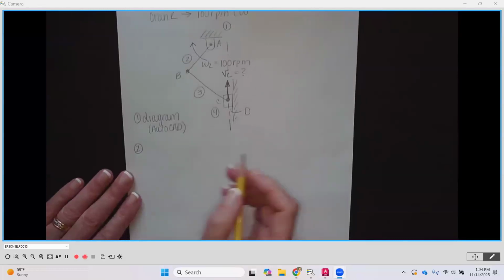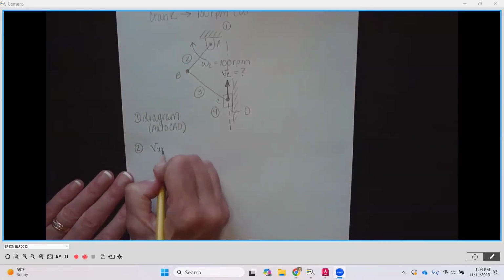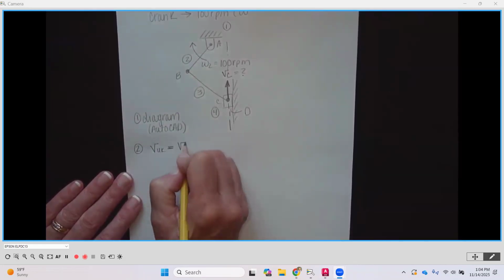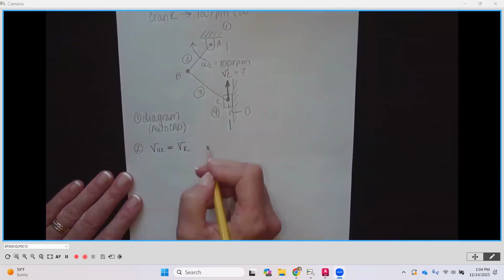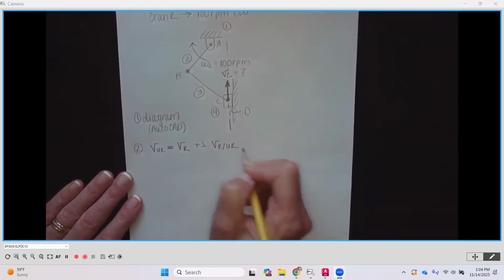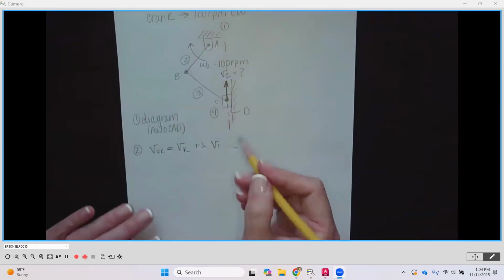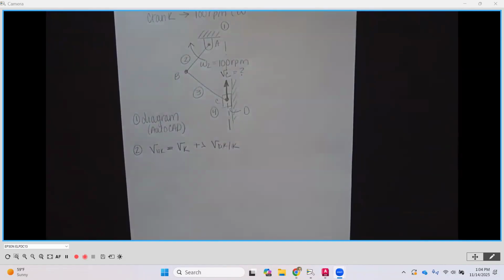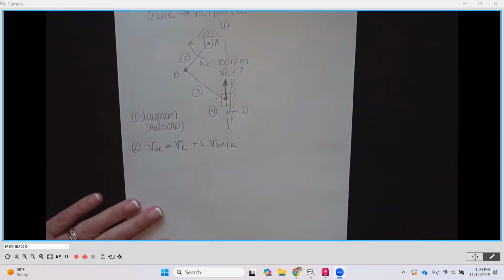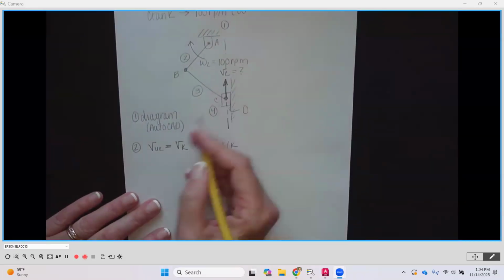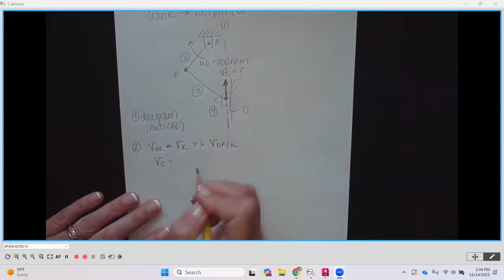And as we know, the generic form is going to be the velocity of our unknown. It's going to be equal to the velocity of the known plus vectorially the velocity of the unknown relative to the known, because the unknown is dependent or relative to it. Okay. So our unknown velocity is going to be velocity C. That's what we're trying to find in our problem.